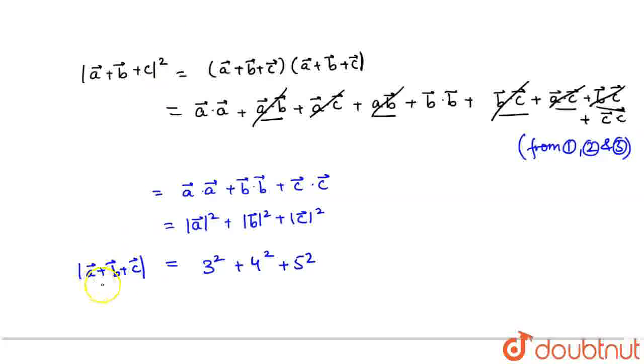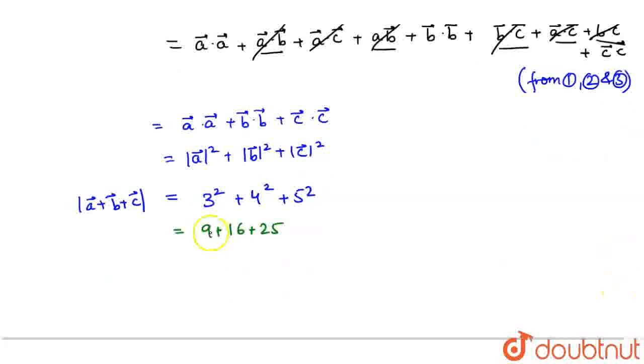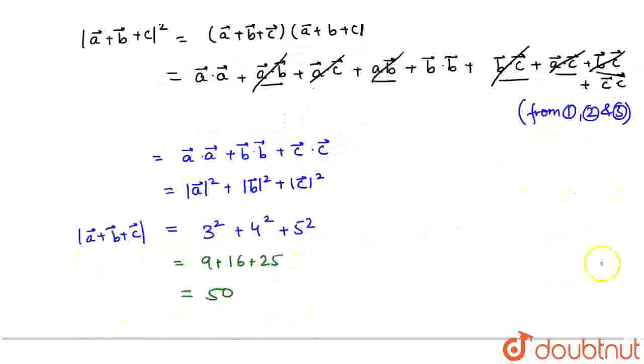So this would be equal to 9 plus 16 plus 25. So 16 plus 25 plus 9: 16 plus 25 is 41, plus 9 is 50. So this was the value of (A plus B plus C) whole square. So (A plus B plus C) whole square is equal to 50.